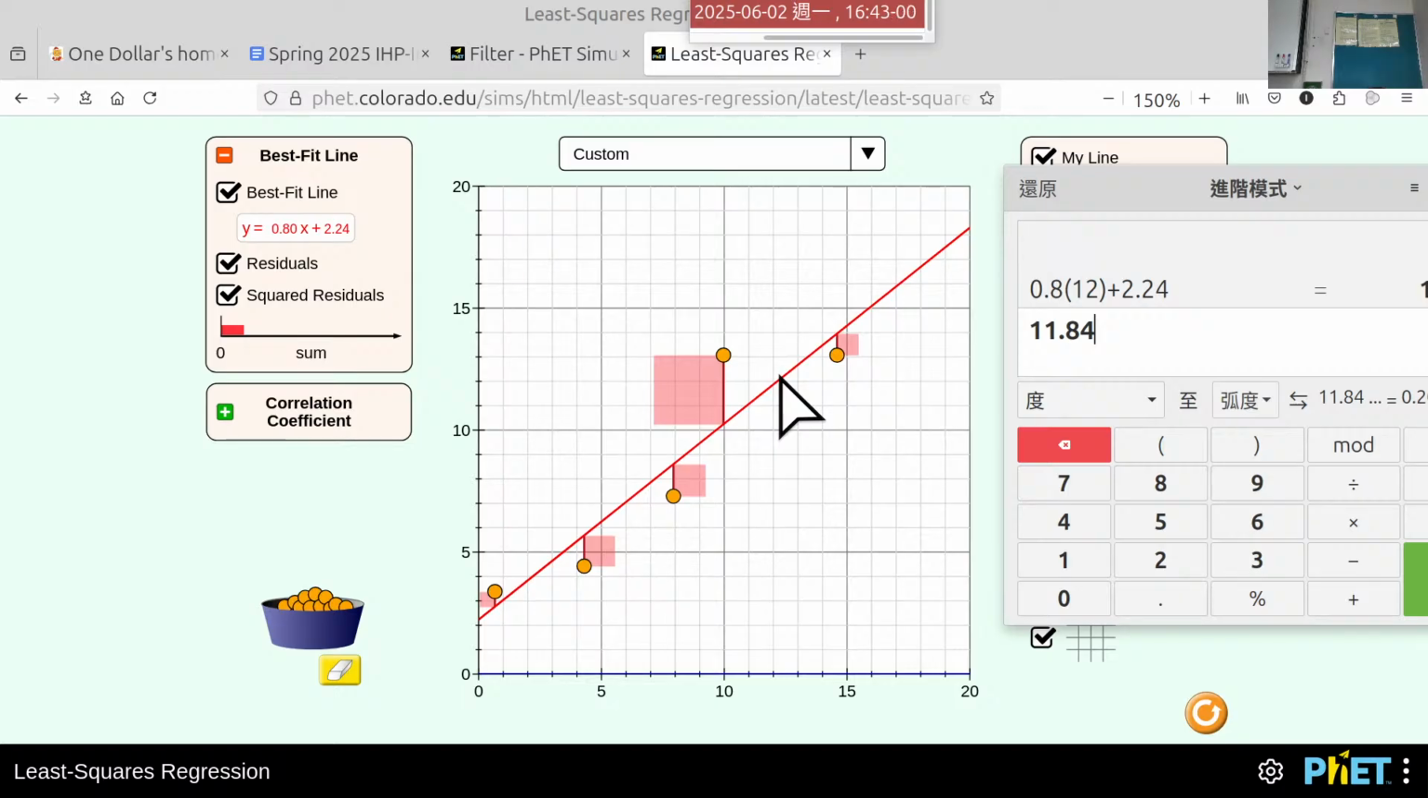And why we need the best fit line? Because the principle is to try to find a line. For the line, the residual, the definition is the spot's y distance to the line. That is the residual.